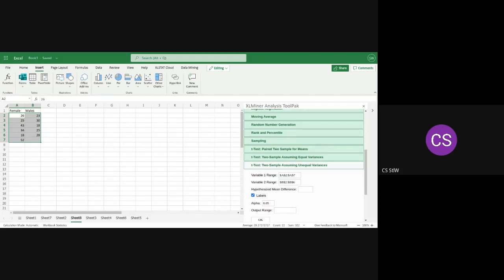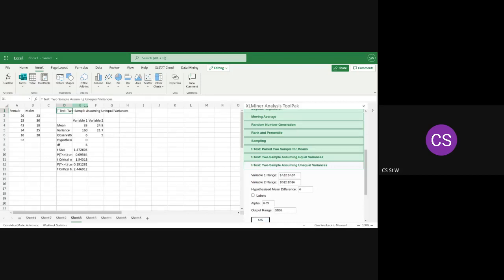So the hypothesized mean difference shall be 0. That is, our mu1 minus mu2 is equal to 0. And then we shall just leave alpha as is, at 0.05. And then let us display our output where we want it to be displayed. So I'm just going to pick D1. Let me remove labels. So D1. Okay, so let us click OK.